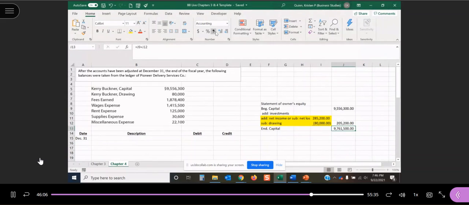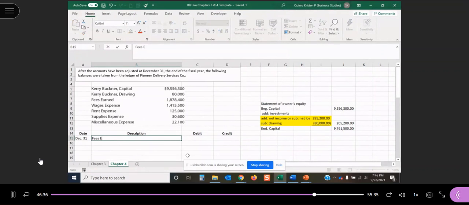Because we know the last number from each financial statement is brought down to the next. But it's telling me here that her capital account only has $9,556,300 in it. It doesn't have that $9.7 million. So I need to do something to update her capital to reflect that and to reset my revenues, my expenses, and my borrowing accounts back to zero.